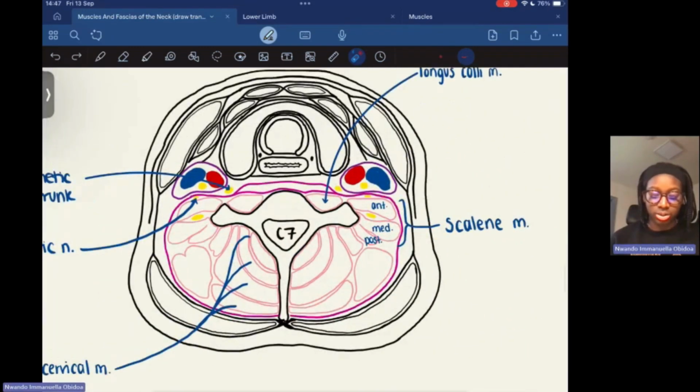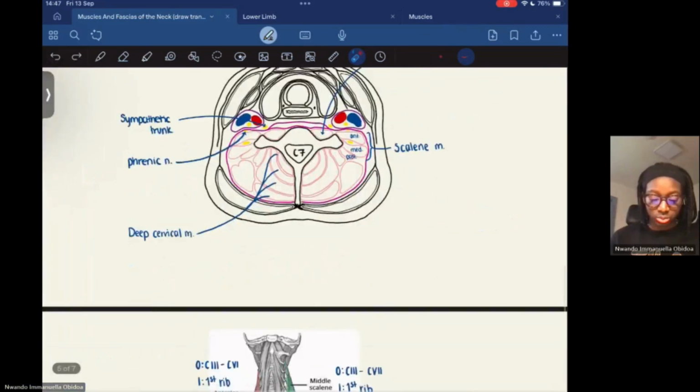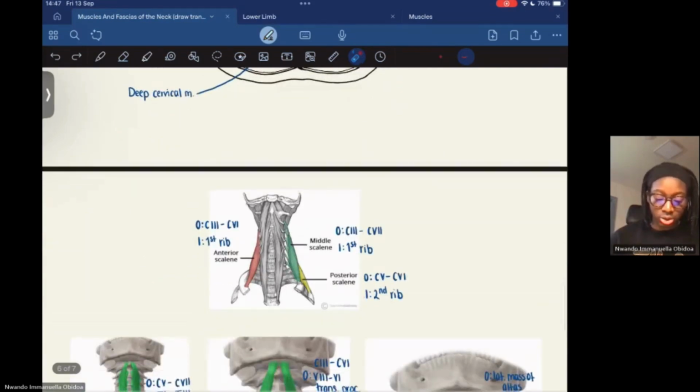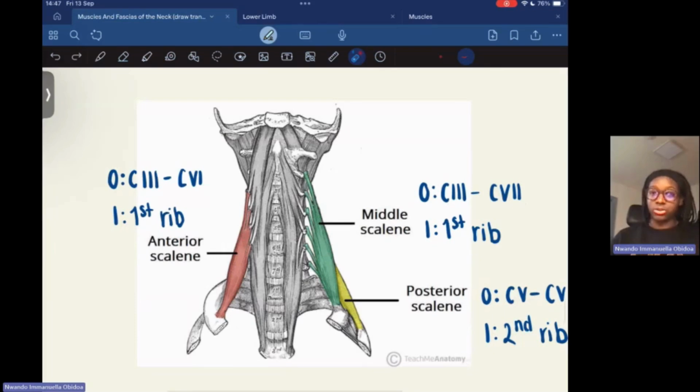So here I will be talking about the muscles in the deep investing cervical fascia. You have the scalene muscles. There are three of them, the anterior, middle, and posterior scalene muscles. All of the muscles are innervated directly from the spinal nerve. So there's no need for specific names. If you just say spinal nerve, that is enough to get the marks.